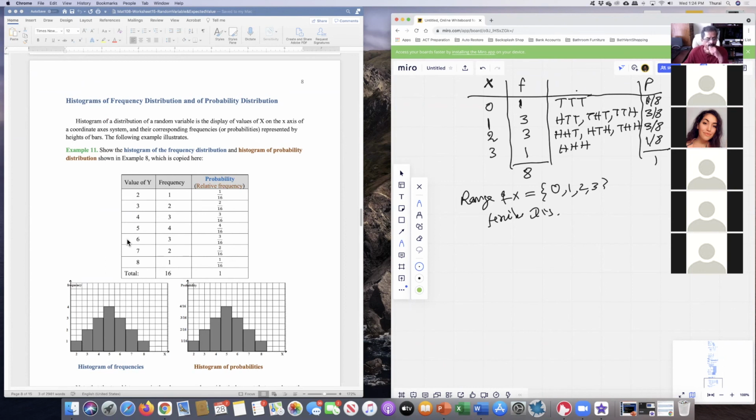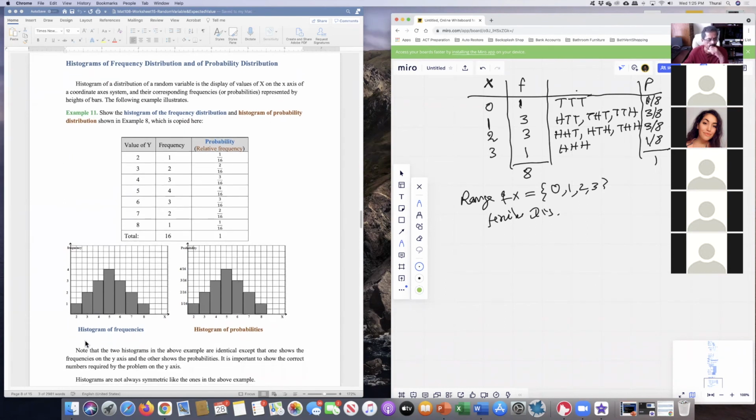But you have to show the numbers that they are asking for. So here is how you show a histogram of frequencies. You list your values of the random variable y: 2, 3, 4, 5, 6, 7, 8. You have to find those numbers and put them on the x-axis.